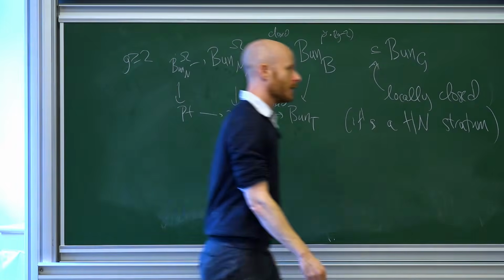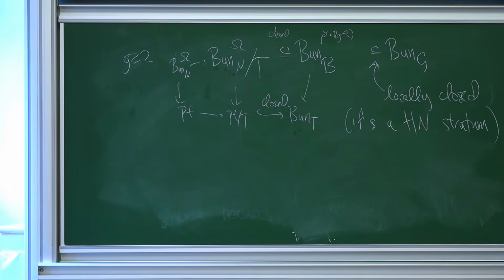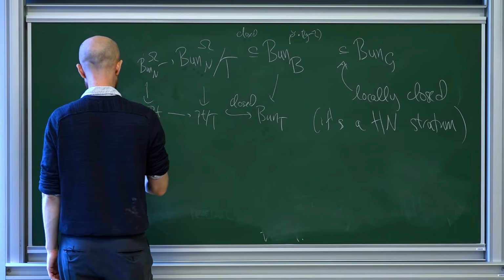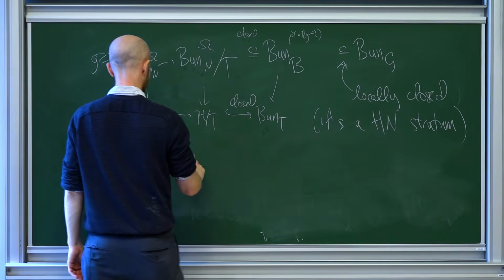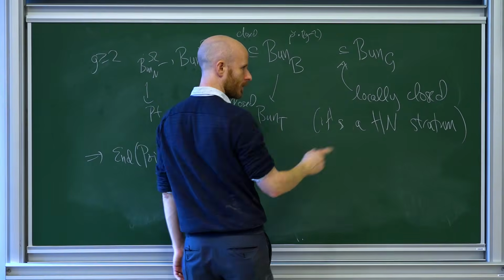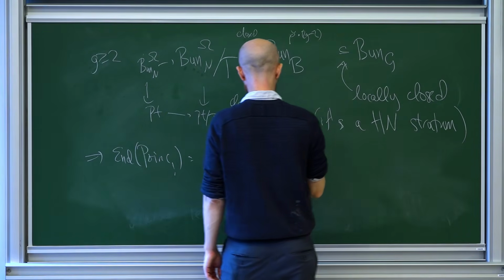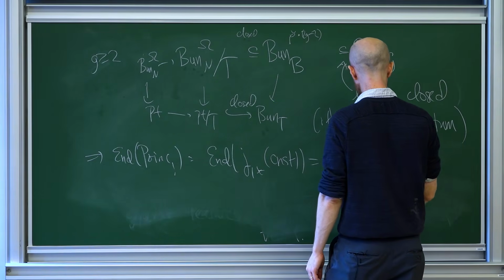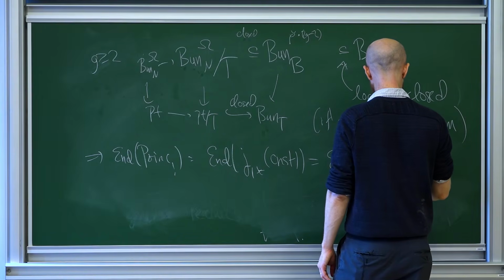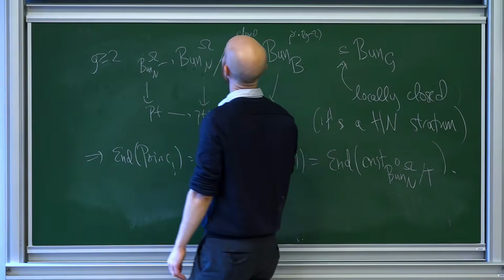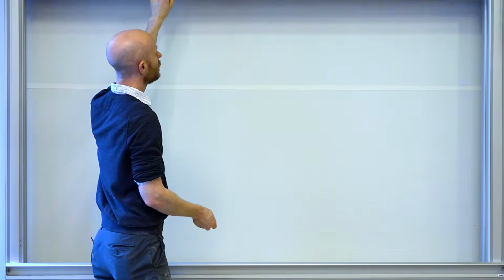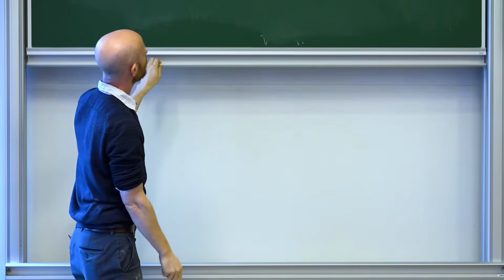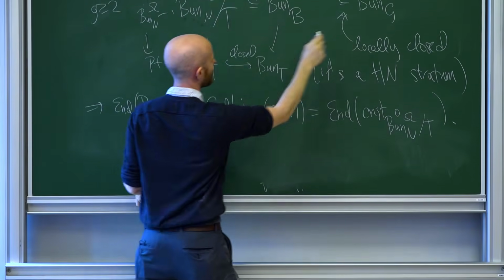And so when I need to compute the endomorphisms of this Poincaré sheaf, that's going to imply that the endomorphisms of this Poincaré sheaf are just the endomorphisms, kind of the first step, the j_1 lower star of the constant sheaf, which itself was an open embedding. So this is just endomorphisms of the constant sheaf on this Bun_N^ω mod T. Oh, I said closed, but of course it's locally closed. No, that step is closed. That's locally closed. Phew.